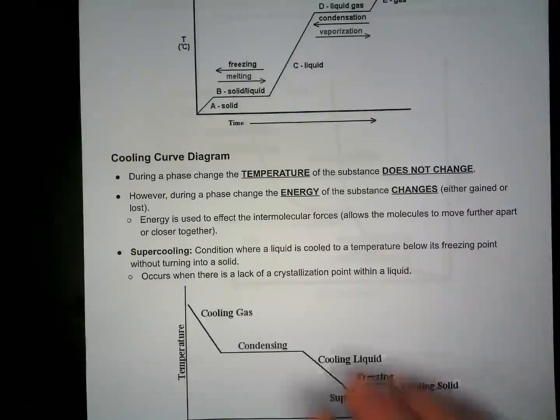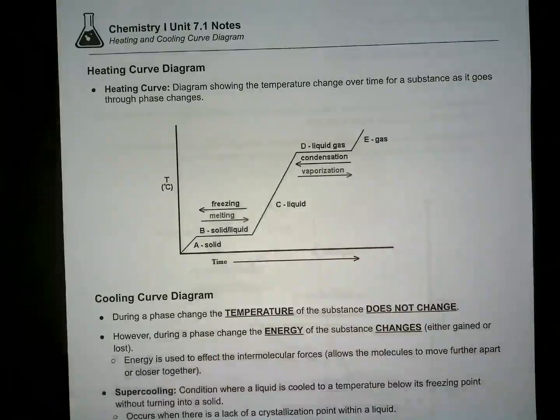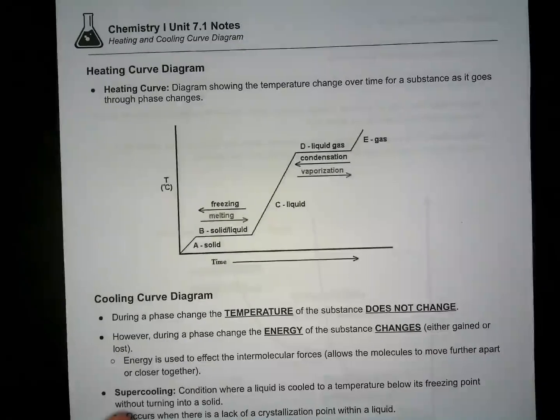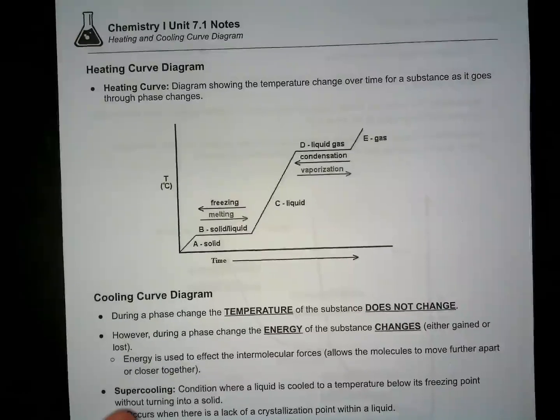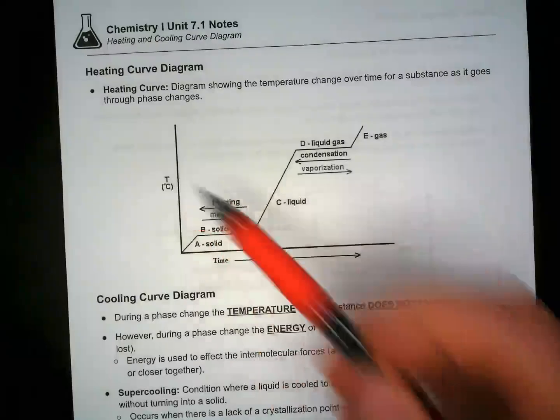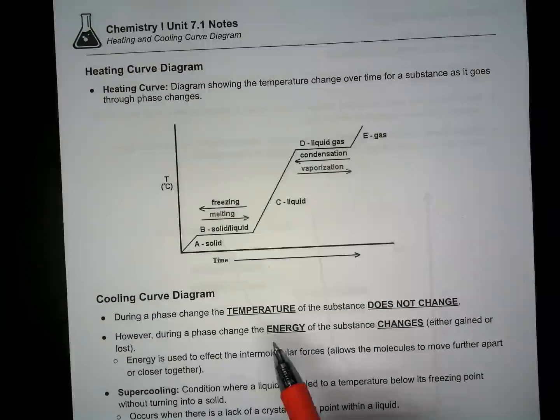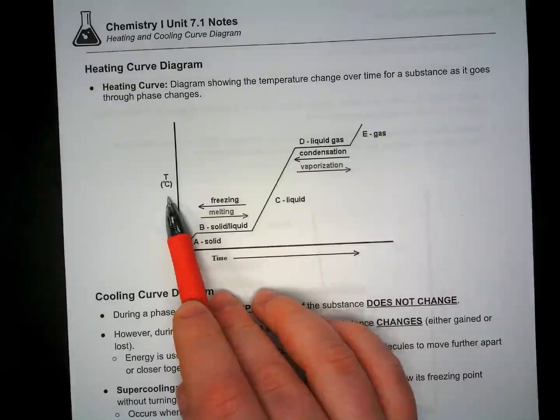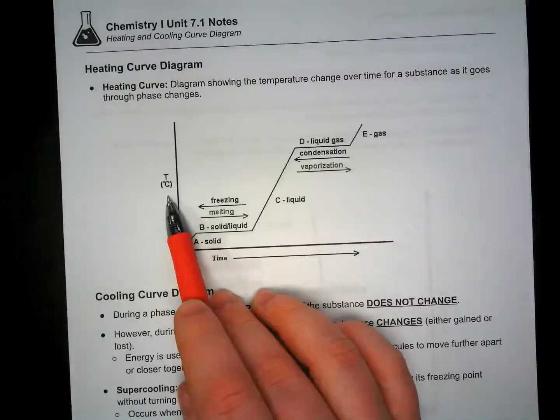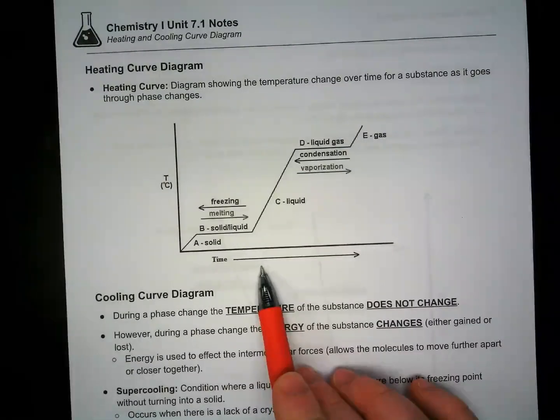So, okay. Here on the heating curve, well, what is a heating curve? It's a diagram showing the temperature change over time for a substance as it goes through phase changes. So things that we have to recognize is that it is temperature versus time, or time versus temperature, depending on how you title it, but really our y-axis variable here is going to be temperature. The time variable is going to be on the x-axis.